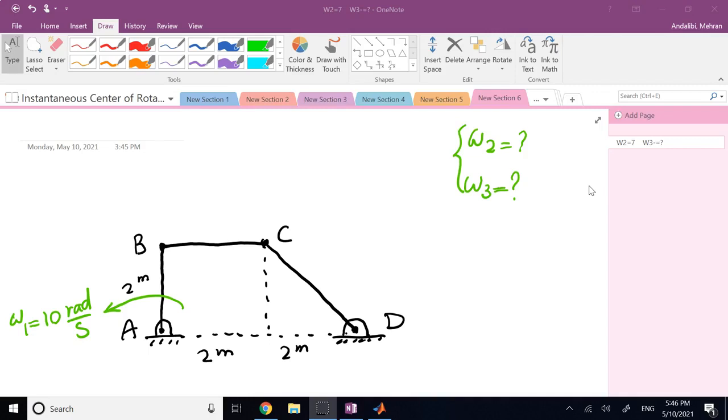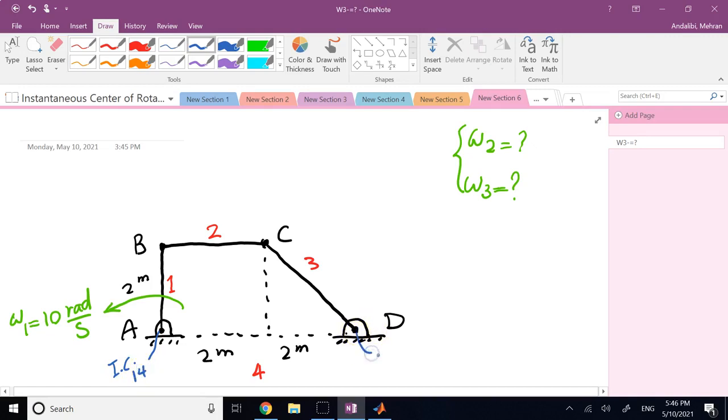So here, if we go with the same notation that we did, and we call these members member 1, member 2, member 3, and member 4 to be the ground, then we can annotate the ICs to be IC of 1, 4 here, and then this is going to be IC of 3 and 4, and this is going to be IC of 2, 3, and this is going to be IC of 1 and 2.